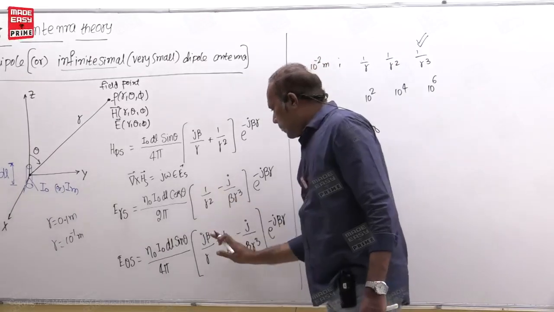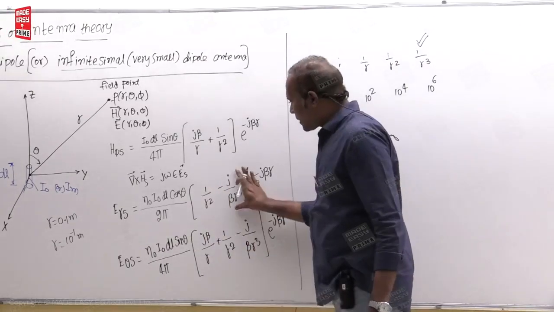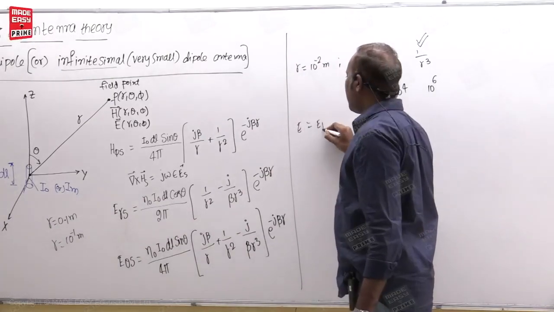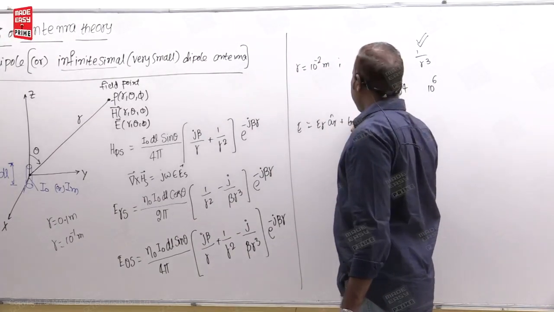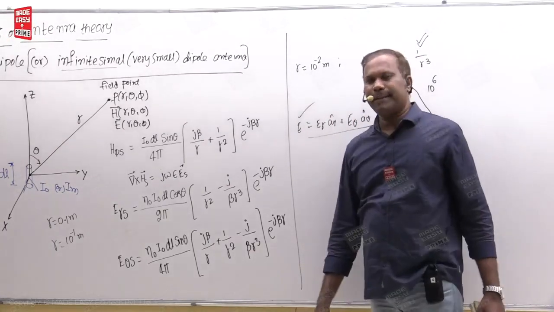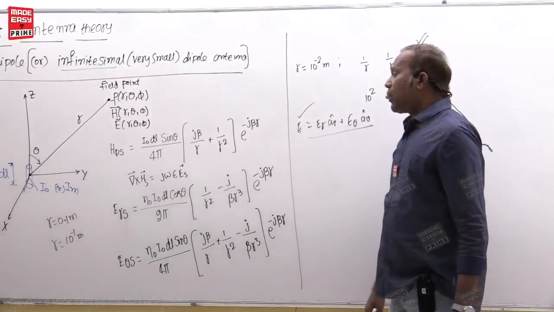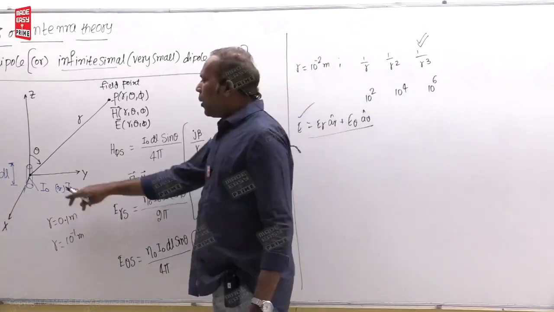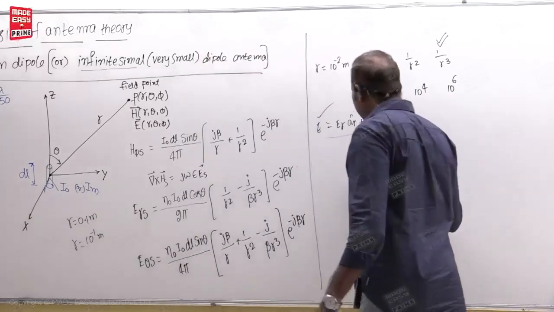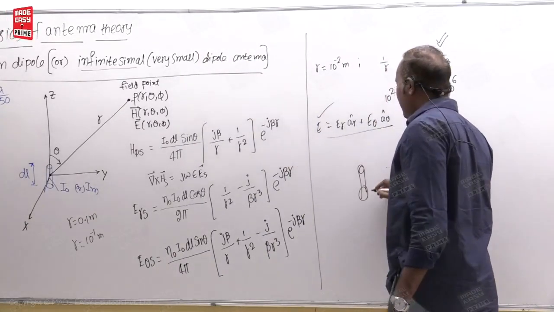These two are neglected. If you neglect these two, the magnetic field is not there at all. Then these two are gone, only this term is there. Only the electric field has a radial component and a theta component. Only the electric field is there, students. That means very close to the antenna, only the electric field is there. What is the meaning of that, you know? Near the antenna, the medium is there.